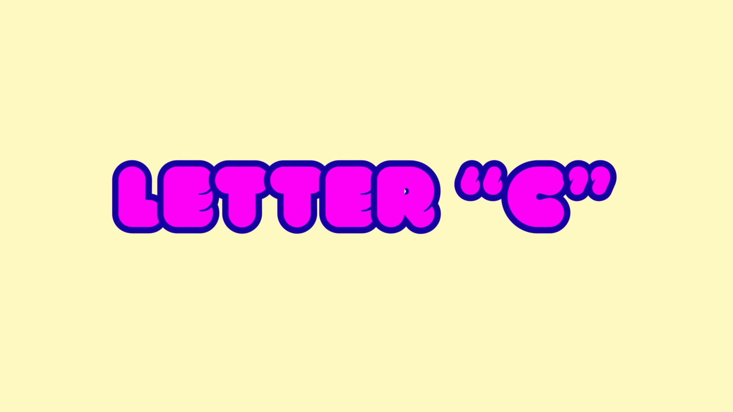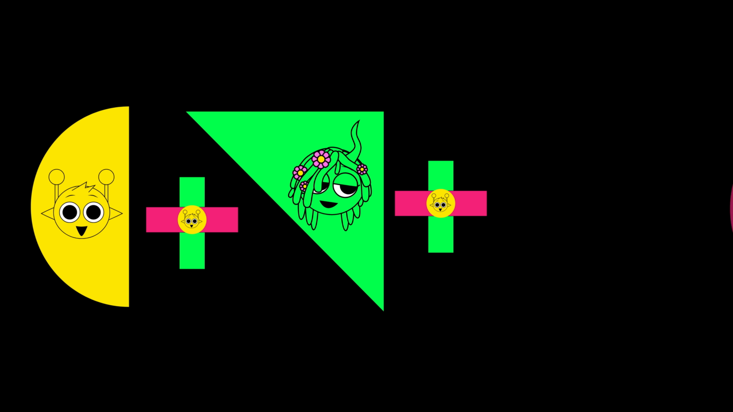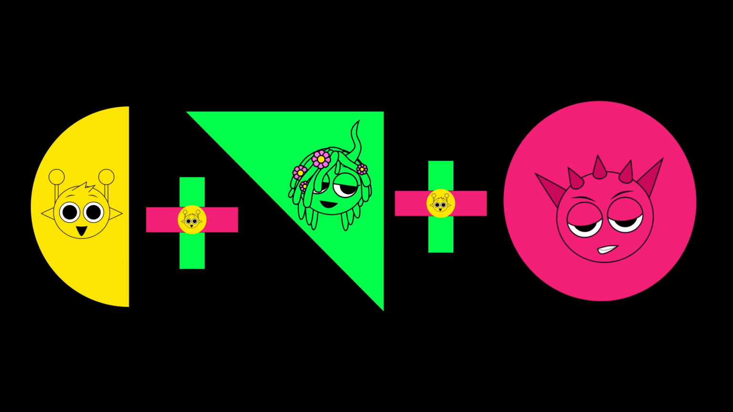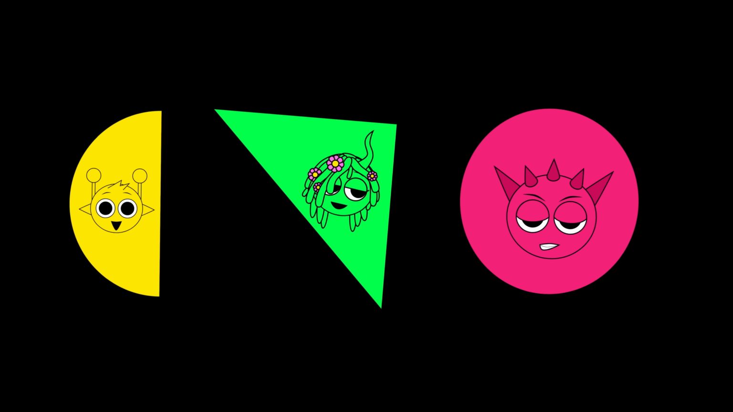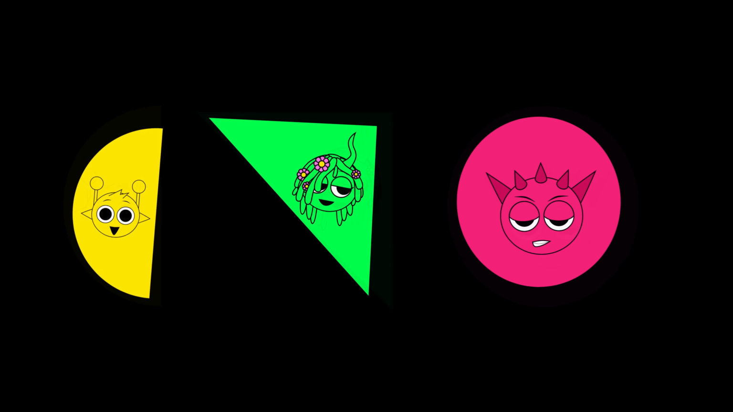Next, make the alphabet letter C. Semicircle. Plus. Rectangle. Plus. Circle. Look at the semicircle, triangle, and circle. When we put them together, they make the letter C.